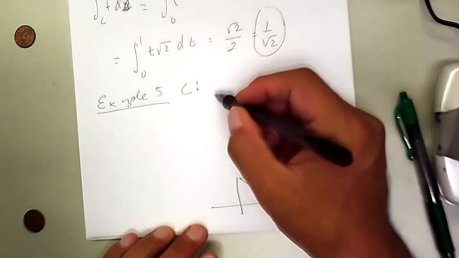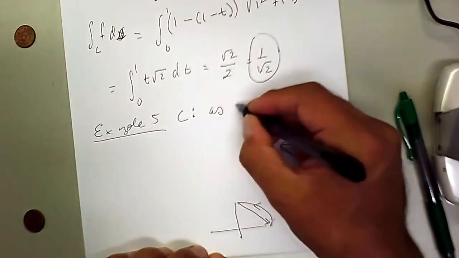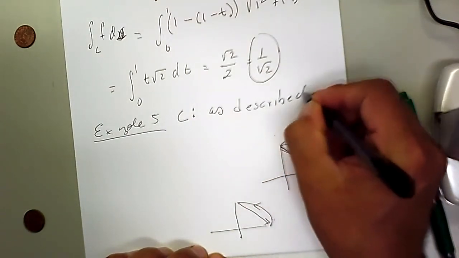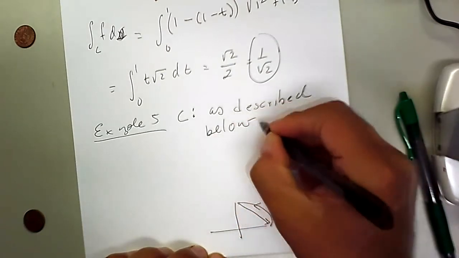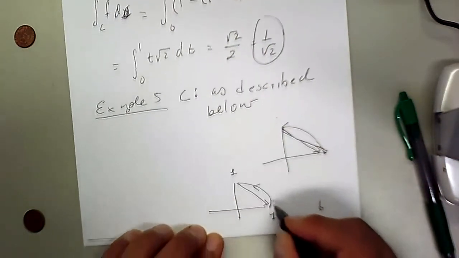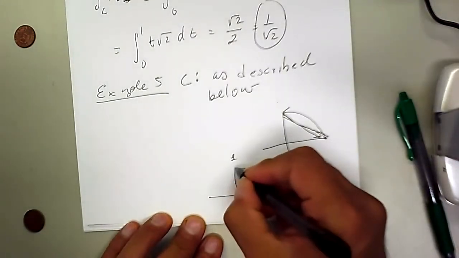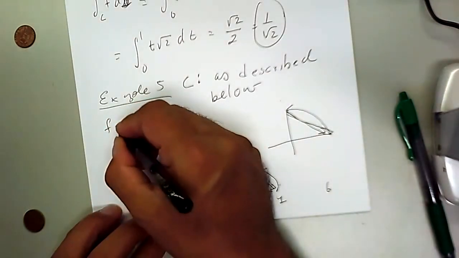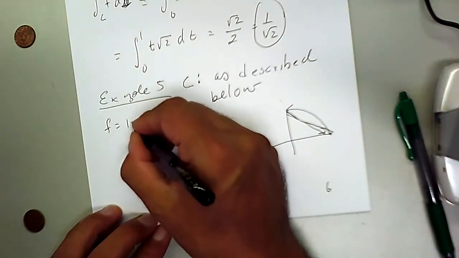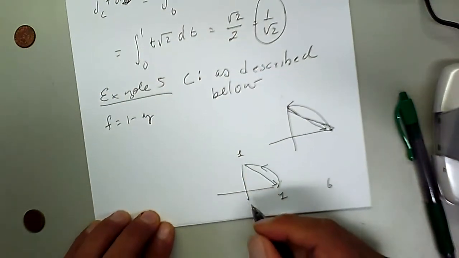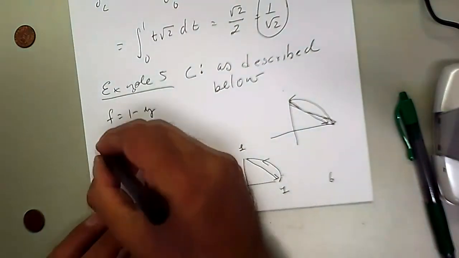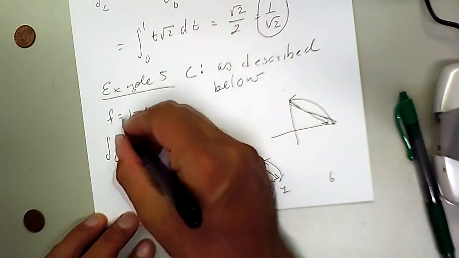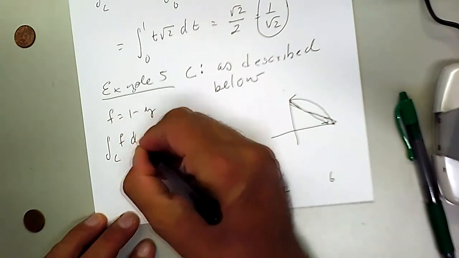So this is a unit circle, and I'm telling you it's a unit circle, so a quarter of a circle and then come back sharply. We have to know f. F is equal to 1 minus y, same as before. And the question is, what is the integral on this path of this function with respect to the length?